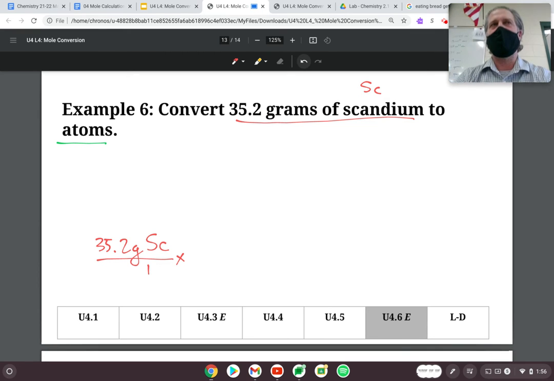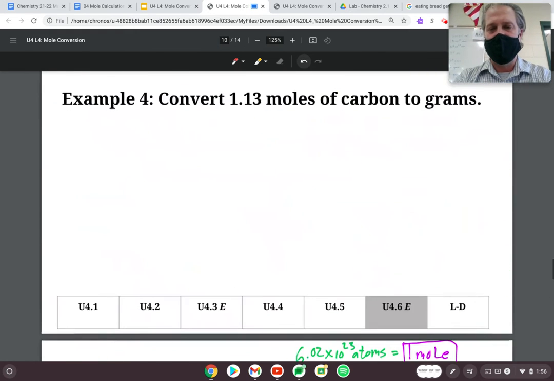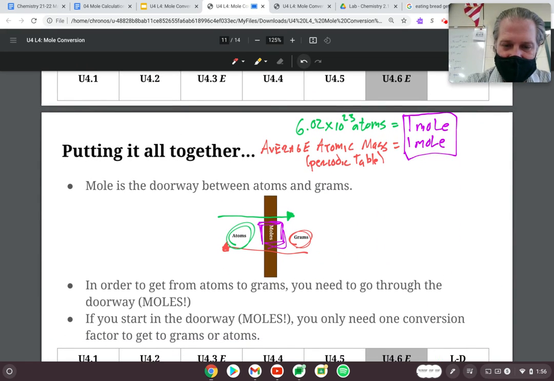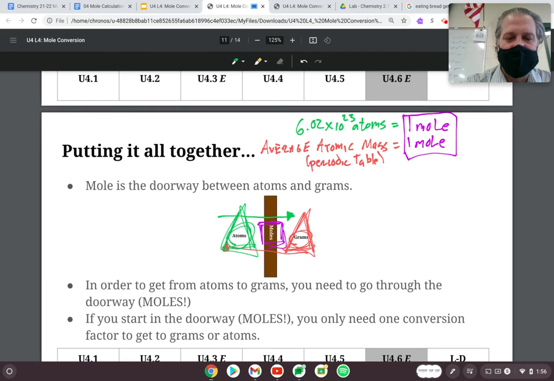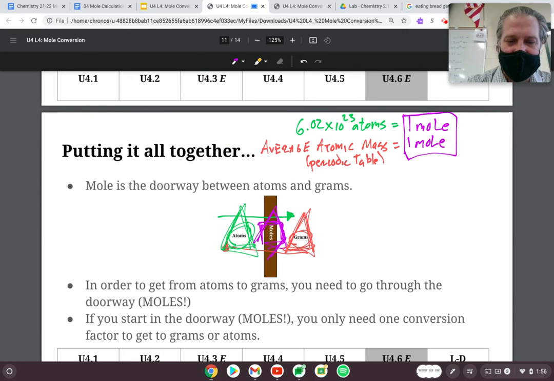So I'm going to go back up and look at that road map again. Give me a second. I'm going to scroll back up and I'm going to see that I have grams, right? So here I'm going to use triangles this time. So grams, and it's asking me to find atoms, which tells me that I have to go through moles, and I'm going to make a diamond.